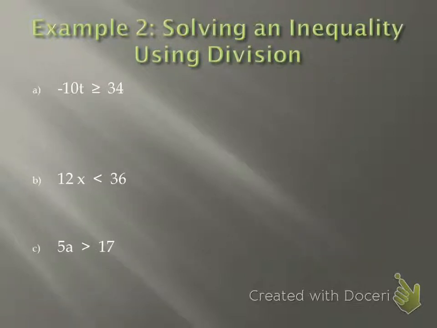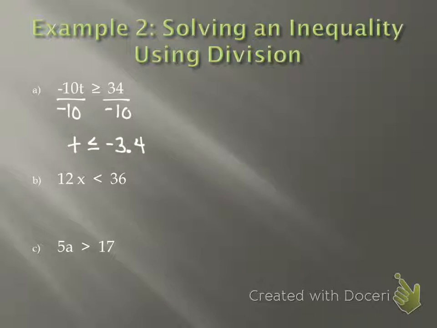Alright, moving on to example 2. In example 2, now I'm just solving an inequality when I have to divide. Alright, so on 2a, what do I have to divide by? I have to divide by -10. Since I have to divide by -10, what happens to my inequality? I do have to reverse it. I had to divide by a negative.